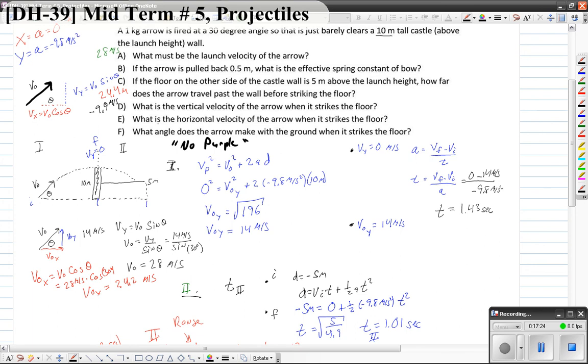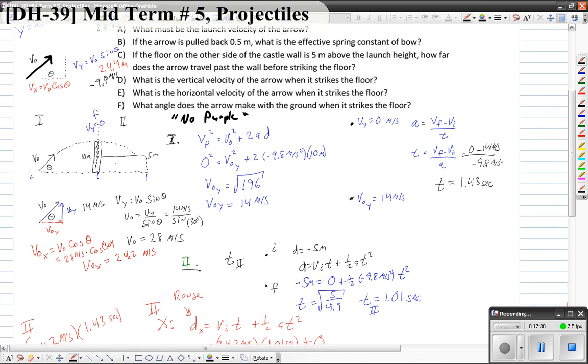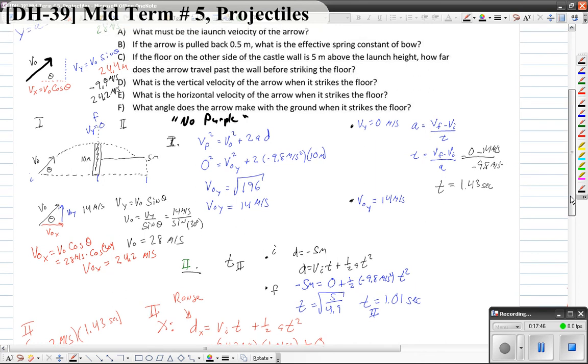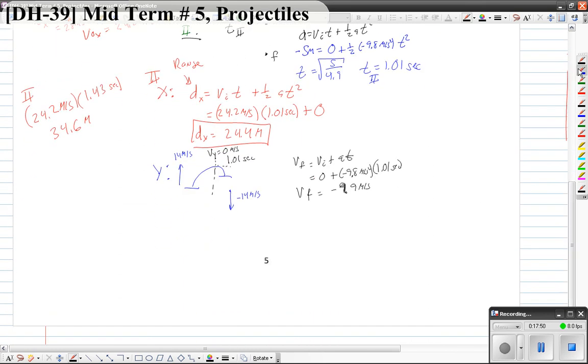The horizontal velocity of the arrow when it strikes the floor, there's no calculation necessary for that. There's no acceleration in the horizontal direction. So the horizontal velocity stays 24.2 meters per second the entire flight, or at least until it hits something. So the horizontal velocity is just 24.2 meters per second. And if we're going to figure out the angle it makes with the ground, that's really a vector problem.